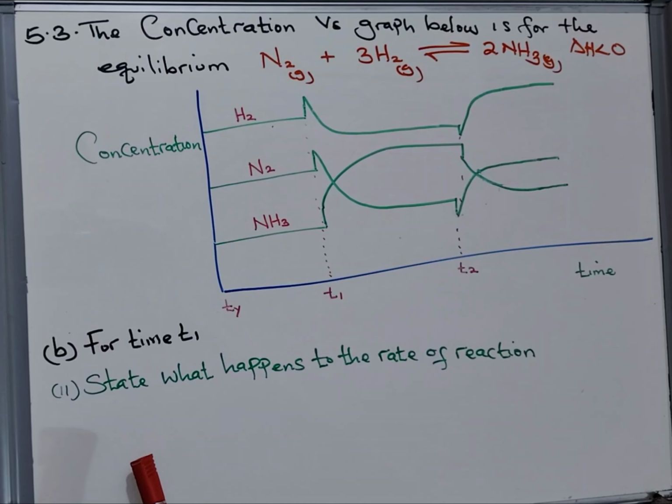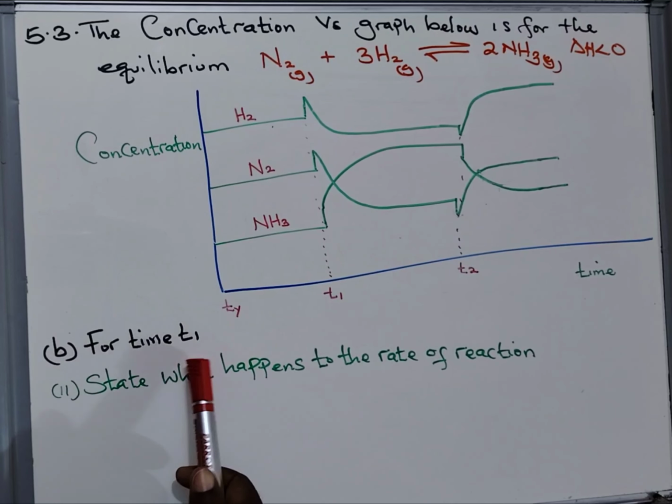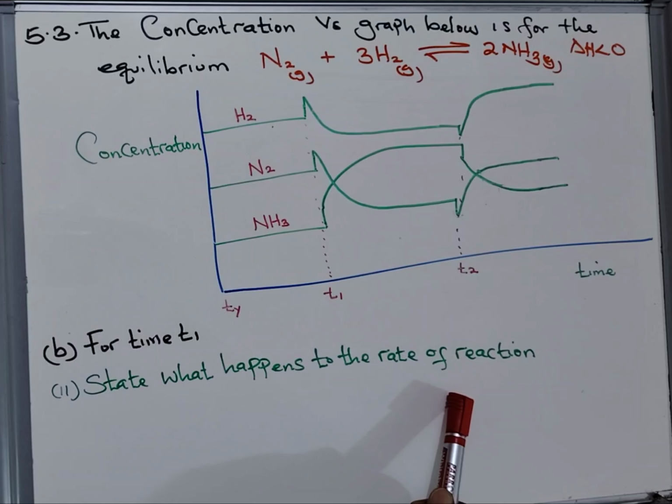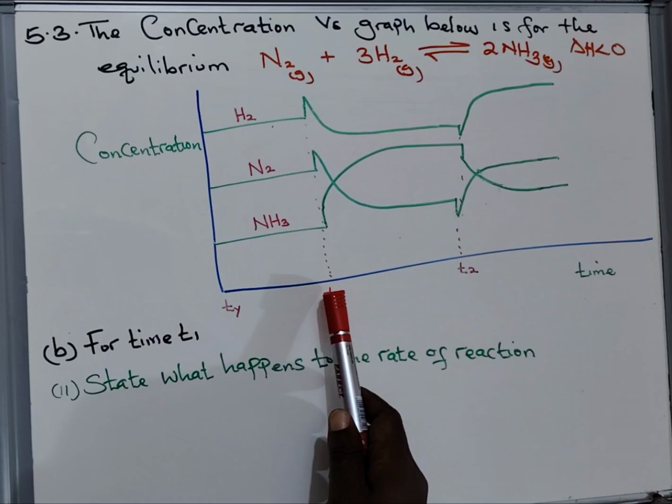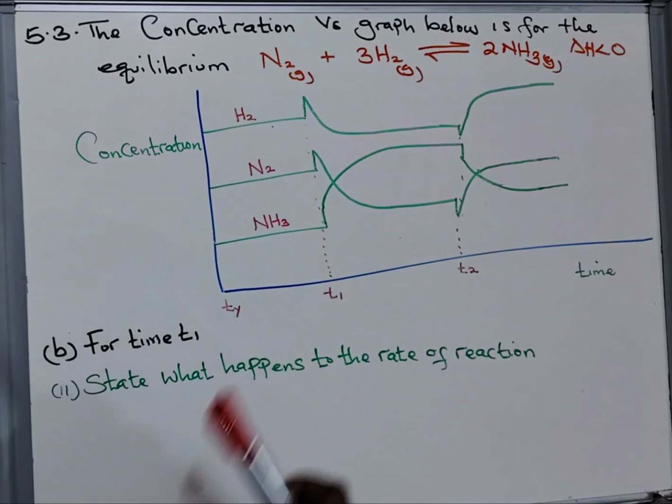Then comes this question. It says for T1, state what happens to the rate of reaction. So this is our T1. And what did we notice at our T1? Pressure was increased. So what happens to the rate of reaction when the pressure is increased? The rate will increase. We have to remember that pressure is one of the 6 factors affecting rate of reaction. Increase in pressure increases rate of reaction.